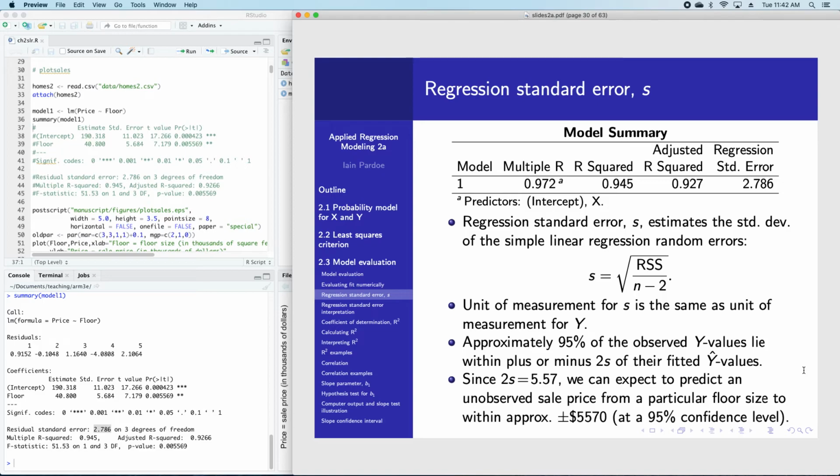And that's a useful thing to know about. So in this case, if a new house comes onto the market and it has a certain floor size, then we can predict the selling price for that house based on our model using our estimated regression equation, and then we can gauge the accuracy of that prediction using this interpretation here. If I take my predicted sale price and add and subtract 5,570, it's going to give me a rough 95% prediction interval for that prediction.